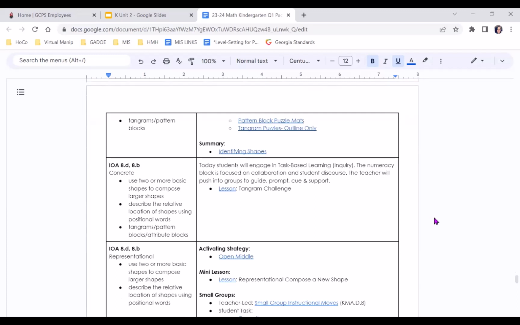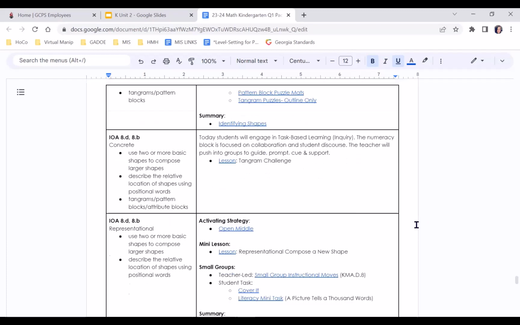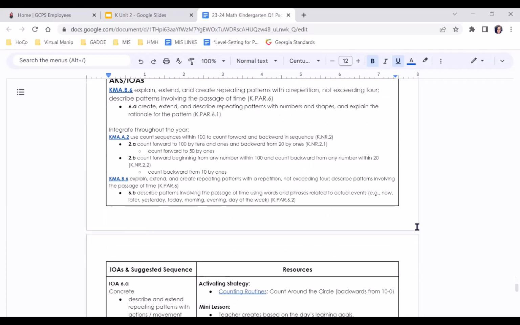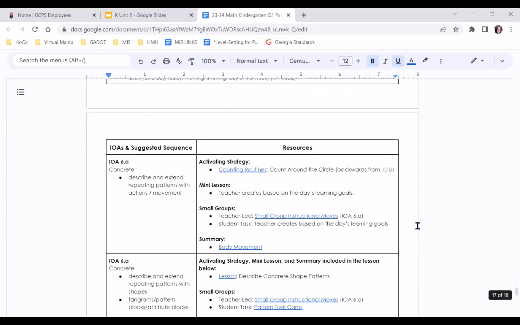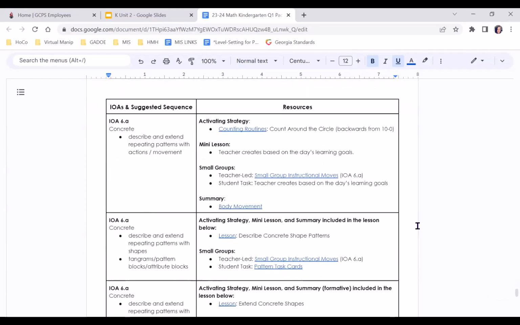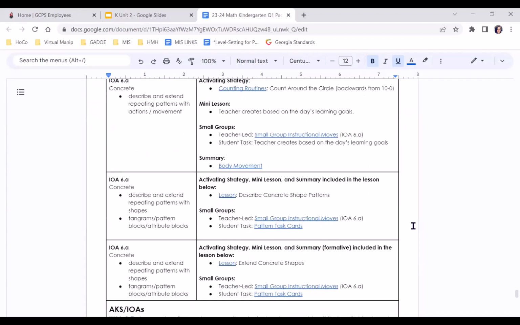As a reminder, all of our work with AKS 8 and Unit 2 will focus on 2-dimensional shapes only. We will revisit AKS 8 in Unit 4 with an emphasis on 3-dimensional shapes. After our work with AKS 8, we will move into IOA 6.A with a suggested pacing of about 3 days. We will use what we learned about shapes to now describe and extend repeating patterns with shapes and body movements or actions. These 3 days will be at the concrete level, as this is an ongoing IOA, and we will move to representational later in the year.